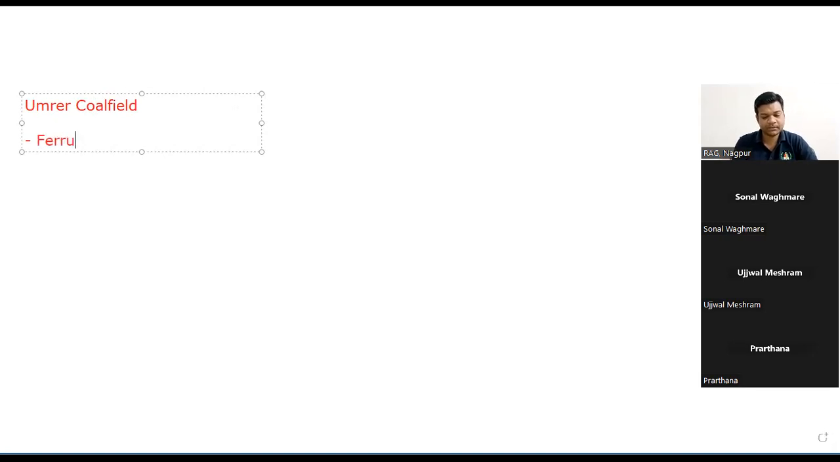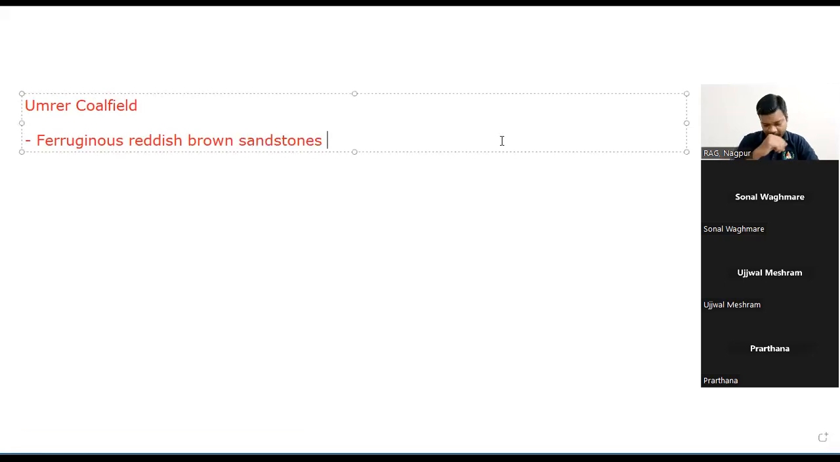represented ferruginous reddish brown sandstones. Okay, the ferruginous reddish brown sandstones. So this is basically the Umred coalfield. Kamti is not exposed here. Kamtis are not properly exposed here, but it is a part of this entire valley succession. So this is the Umred coalfield.